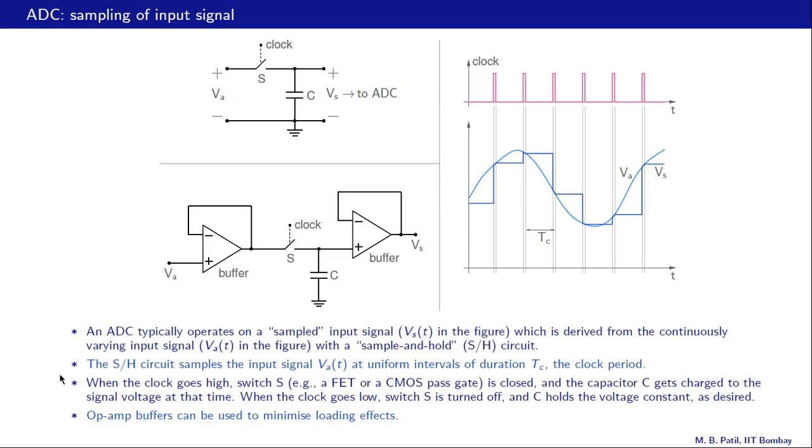Here is a summary of the points that we just made. In addition, notice that the switch S is typically a field effect transistor or a CMOS pass gate, this switch here. And in addition to this basic circuit, we may need op-amp buffers both on the input side and also on the output side to minimize loading effects. So this in a way is a more complete circuit.